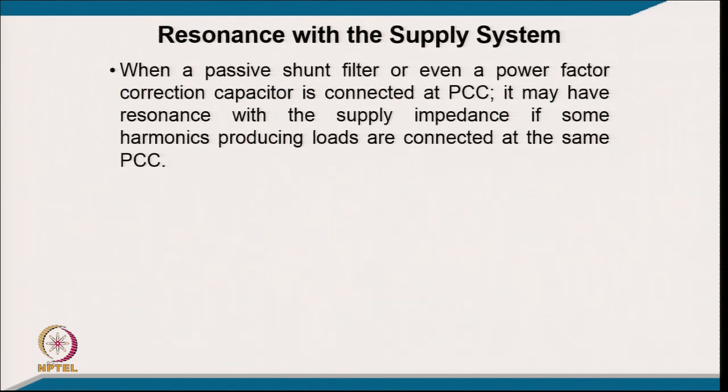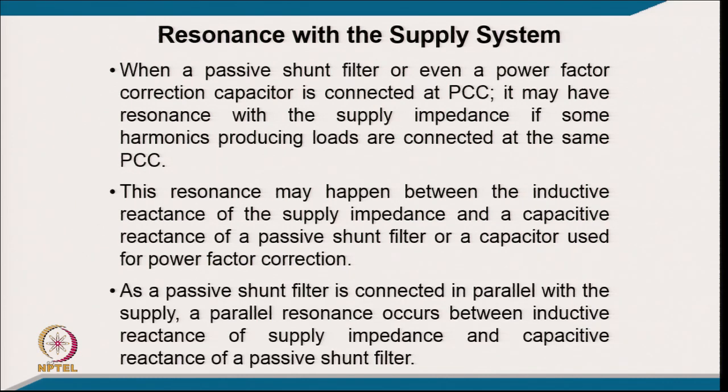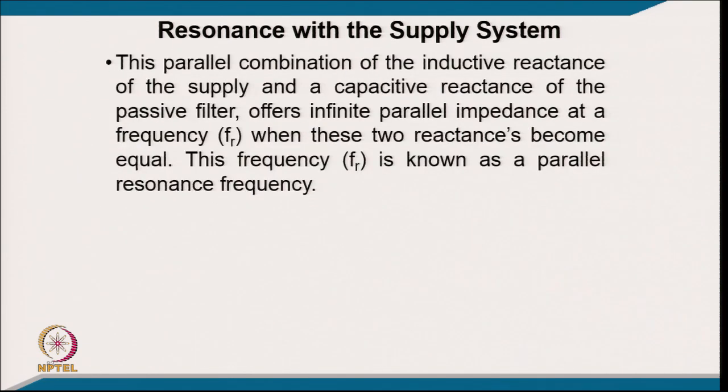may have a resonance with the supply impedance if some harmonic producing loads are connected at the same point of common coupling. The resonance may happen between the inductive reactance of the supply impedance and the capacitive reactance of the passive shunt filter or a capacitor used for power factor correction. And as a passive shunt filter is connected in parallel with the supply, a parallel resonance occurs between the inductive reactance of the supply impedance and the capacitive reactance of the passive shunt filter.